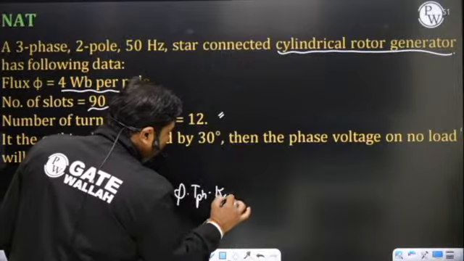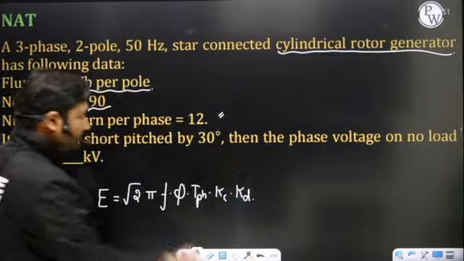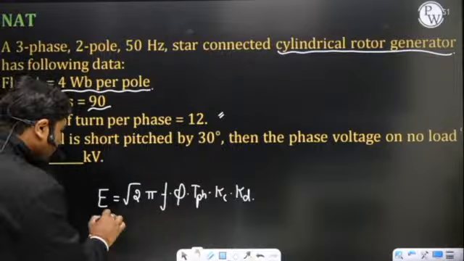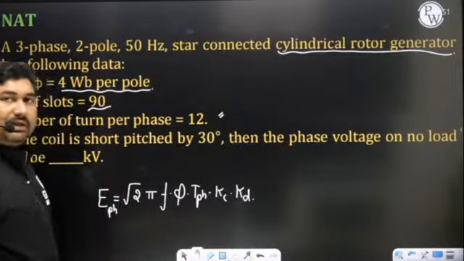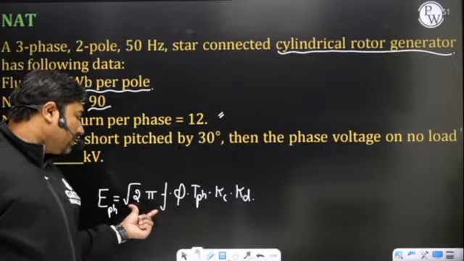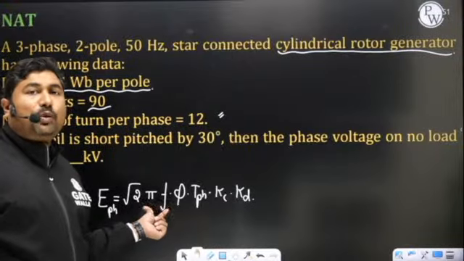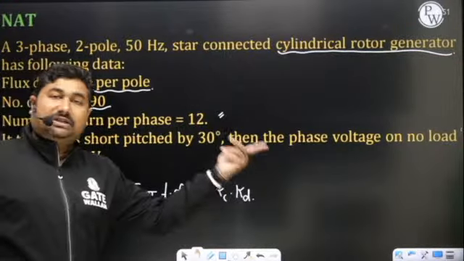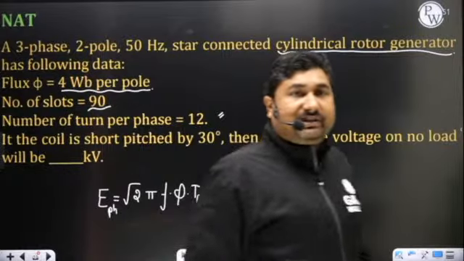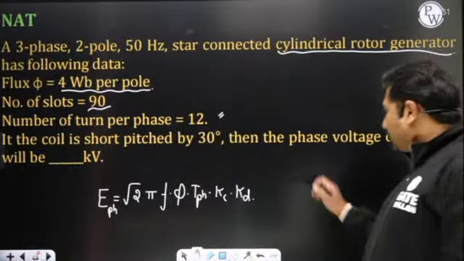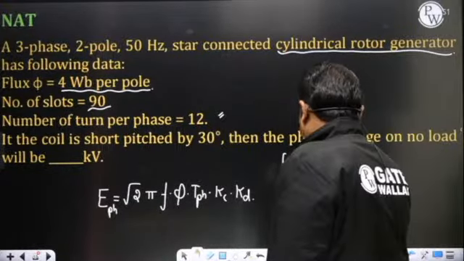Yes sir, we all know about this. This is the phase voltage, RMS value. You may also put root 2 into pi as 4.44 f phi dph Kc into Kd. All of you are aware of this. Also you know what is the value of Kc?